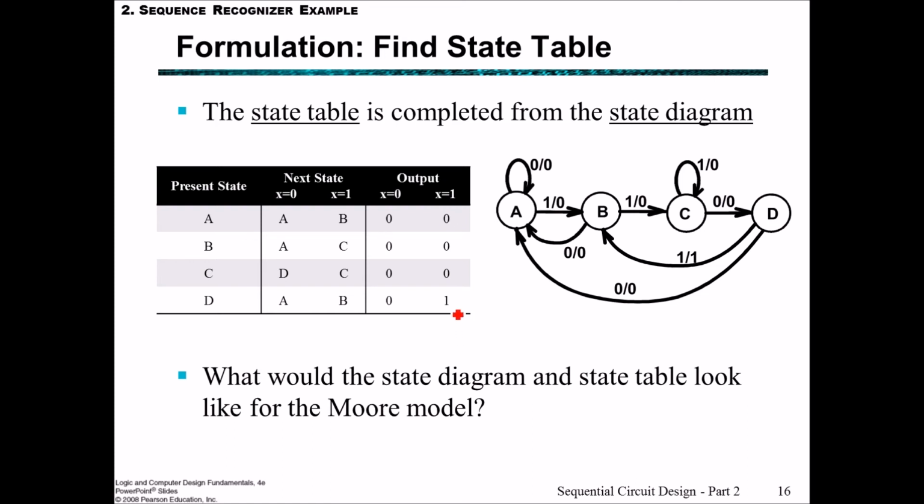output depends upon the state we're in and also the input. And the question is, what would the state diagram and state table look like for a Moore model? And just intuitively, we know that a Moore model usually has more states because we're going to need another state that we can have an output of 1 for. In this next exercise, we're going to go through and do the same formulation for the Moore model case.